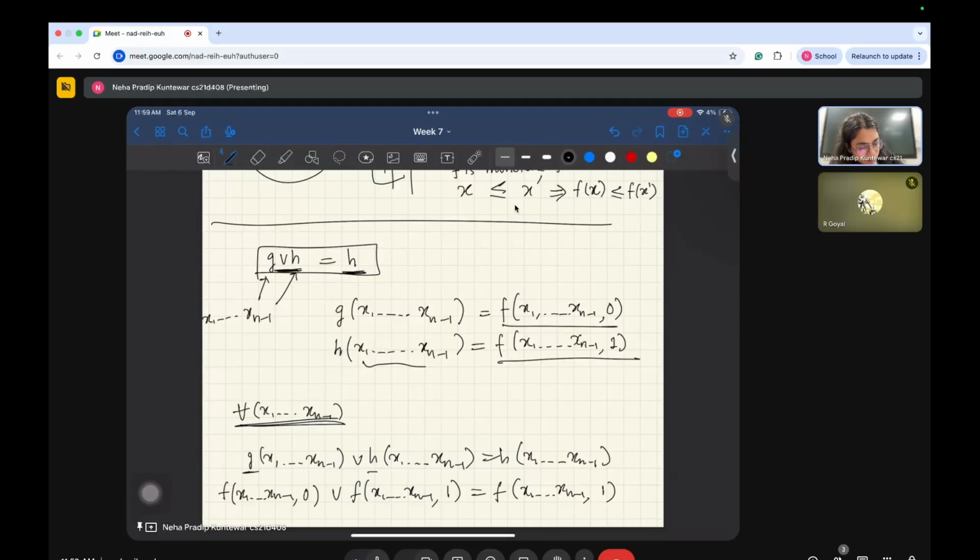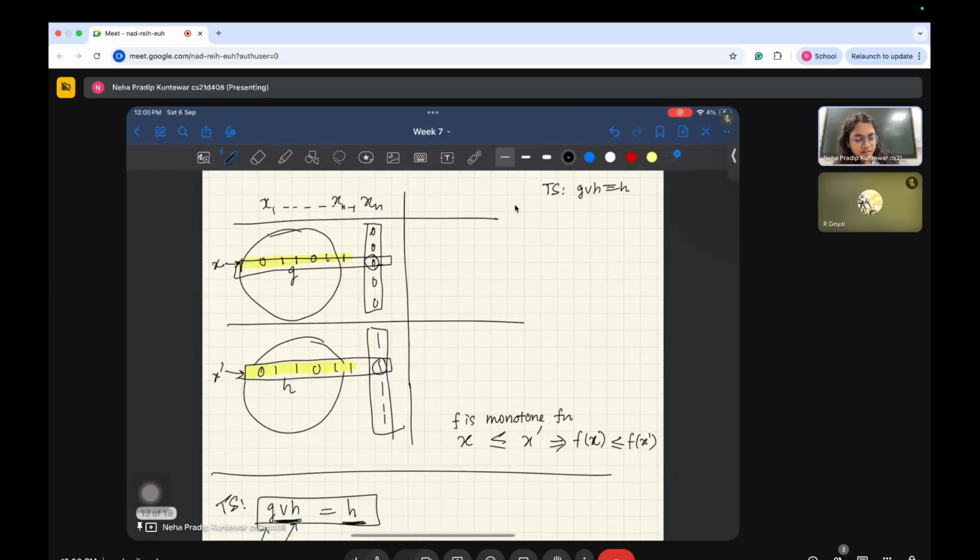I'll just highlight the last bit. Okay, so this is what it boils down to. So in order to show this, it is sufficient to show this. That's why we are looking at this table. I should have explained it better.